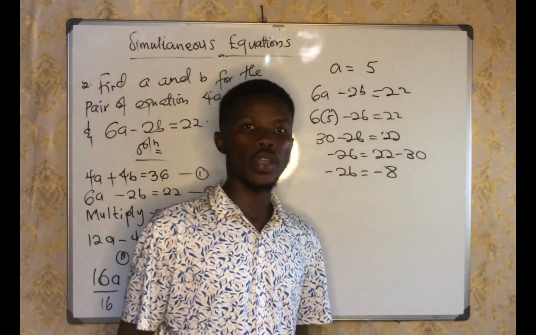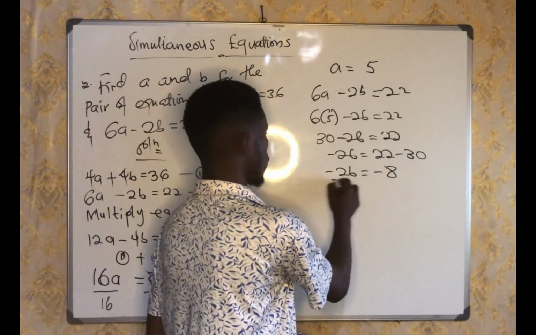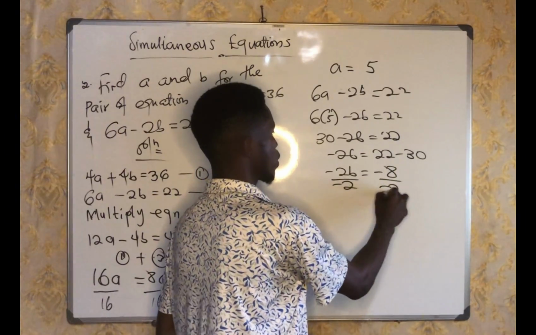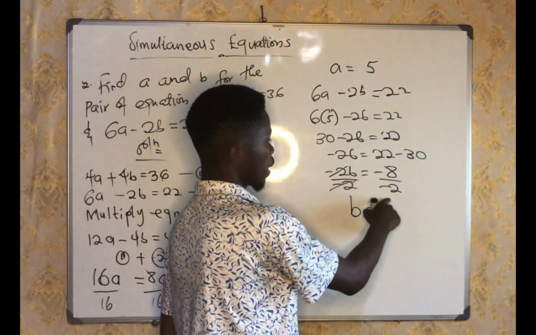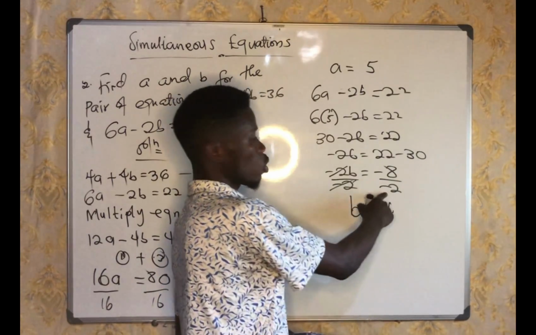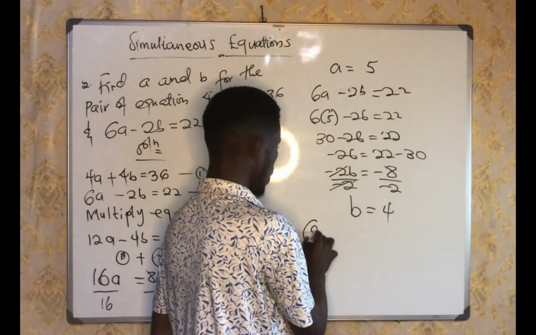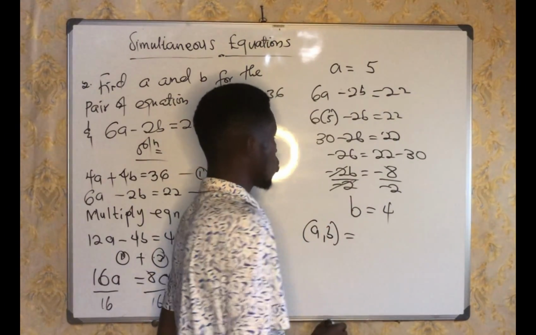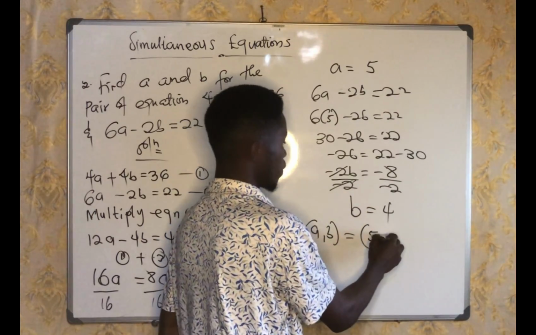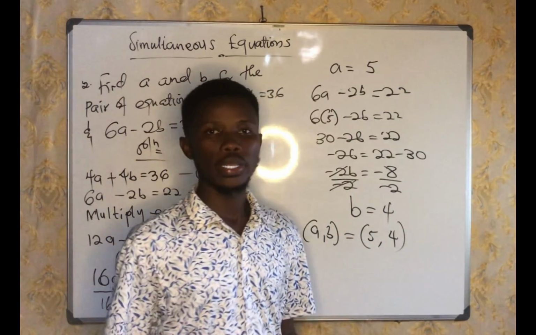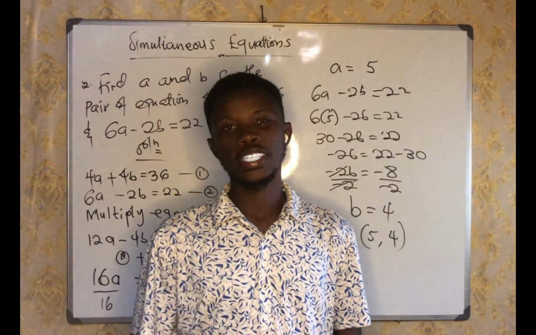Now we simply divide through by what? Negative 2 to make b the subject. If I divide here by negative 2, here by negative 2, the negative will cancel the negative, so my b will be positive 4. Meaning that my a, b equals, what did I get for my a, which is 5? And what did I get for my b, which is what? 4. This is very simple to solve again. Now let's look at our example number 3.